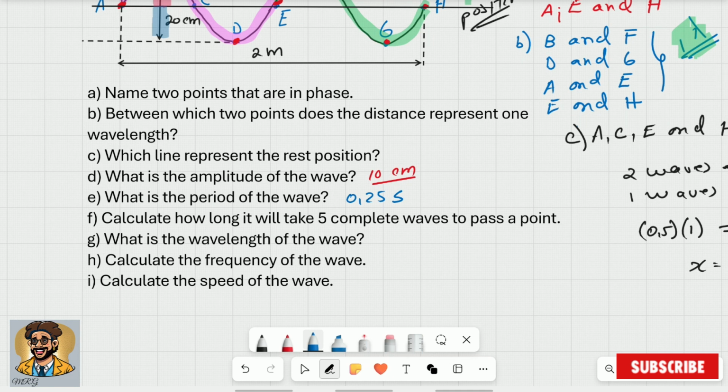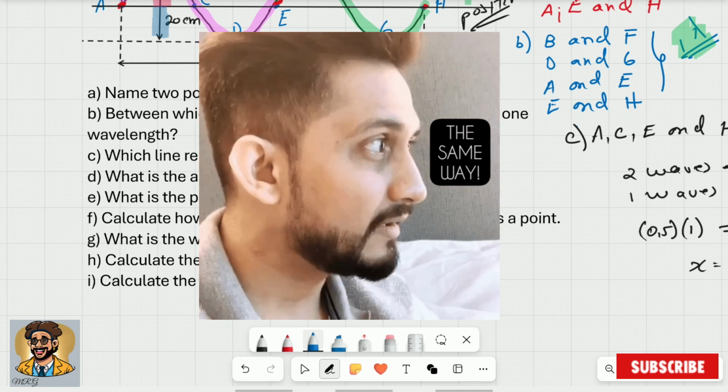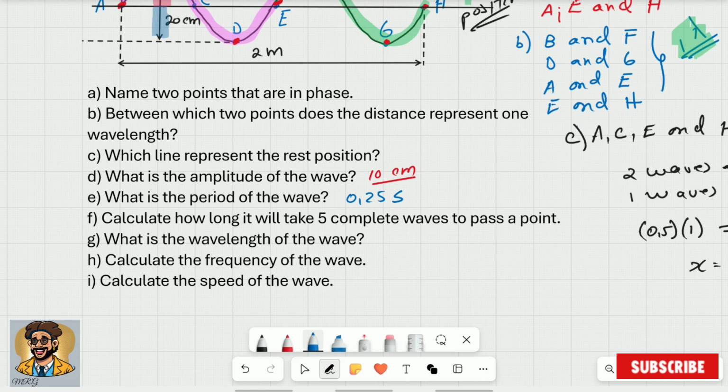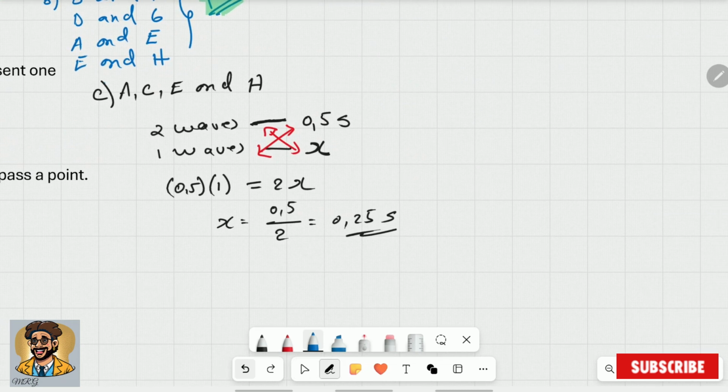Calculate how long it will take 5 complete waves to pass a point. We're going to repeat what I just said, but applicable for 5 complete waves. They say how long in time will 5 waves take to pass a point. So we are going to go back here and repeat what I just said, but now they're using 5. Are you there? So let me write it there. I think you will be able to see.